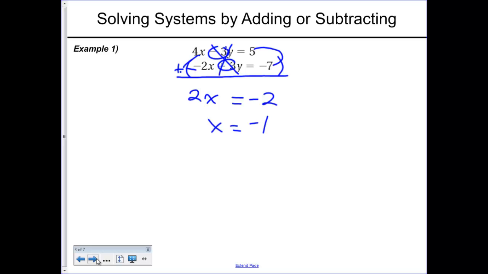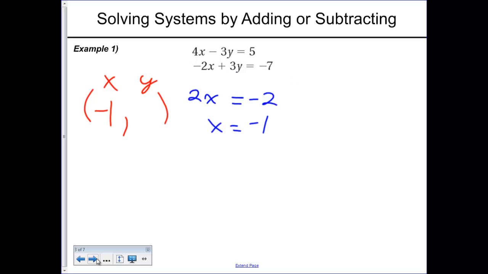But remember, this is a system of equations which requires two answers, an x and a y. I've calculated the x value, so how do I calculate the y value? Well, you have to go back to one of your original equations, and it doesn't matter which one, whichever one looks easier, and substitute negative 1 in place of x. Now I'm going to substitute it into this one right here.